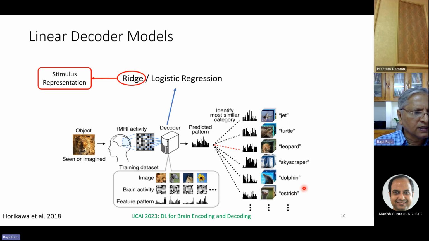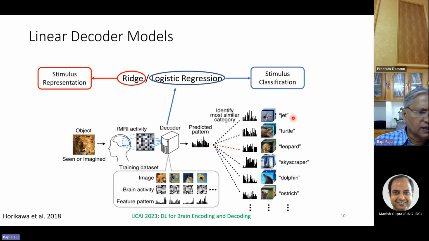And you could use a ridge regression model to predict the stimulus representation as an output, or a logistic regression to predict the classification. Given this activity, the person might be thinking of a class 1 object versus a class 3 object, right? So it's a classification that you actually learn to predict. Of course, this stimulus representation prediction is much harder in general.